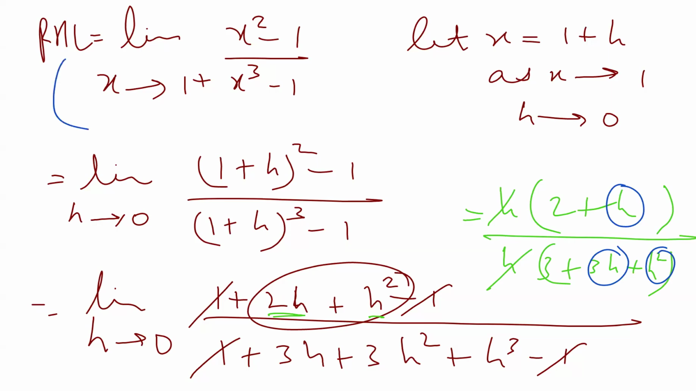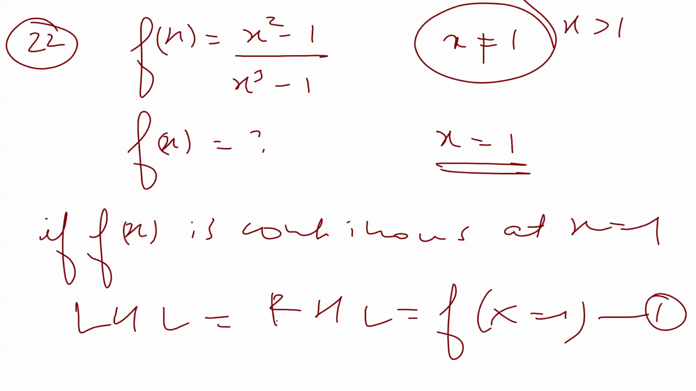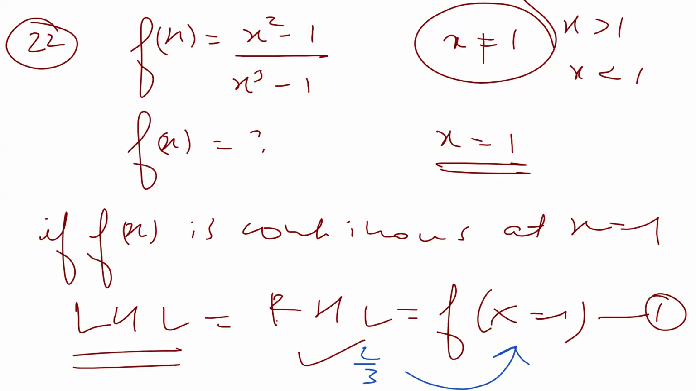Okay. So the LHL we solved, we got it as 2 by 3. And as I said to you in the beginning, no need to solve RHL in this problem. So 2 by 3 is equal to f of x at x equal to 1. So the value assigned to f of x at x equal to 1 is 2 by 3. Fine. Let's go to the last problem of this particular session. That is question number 23.